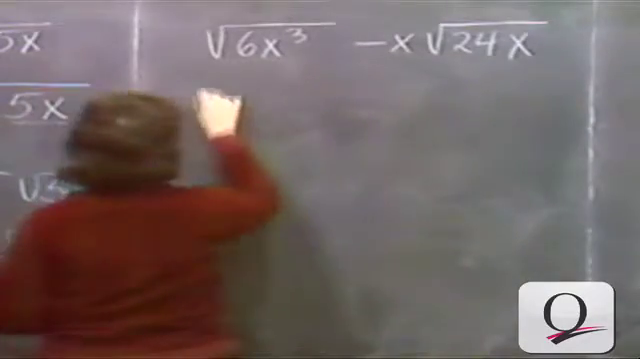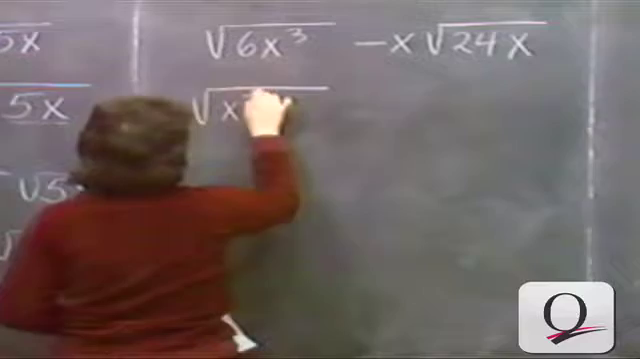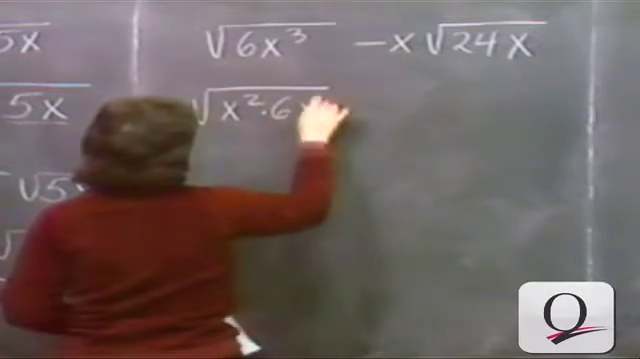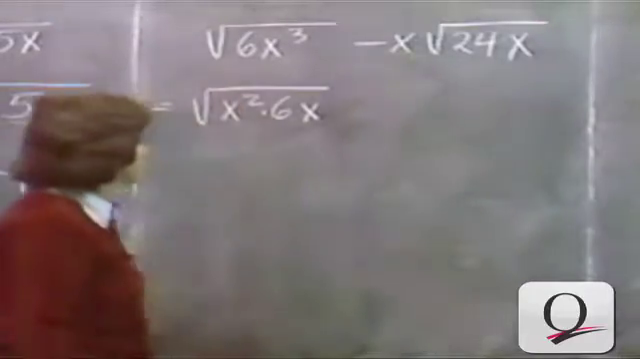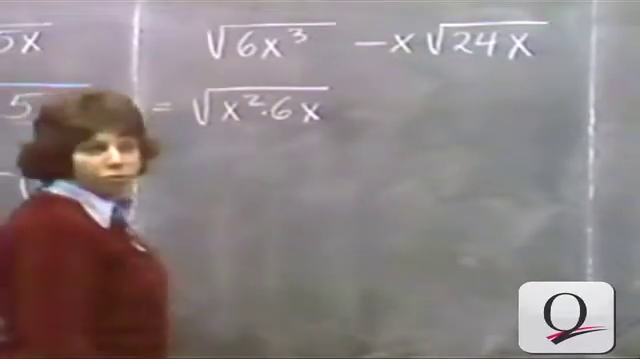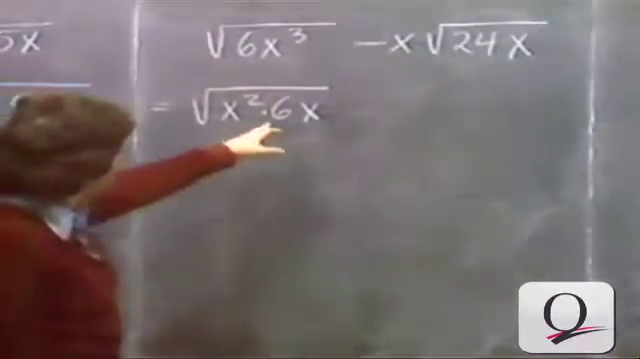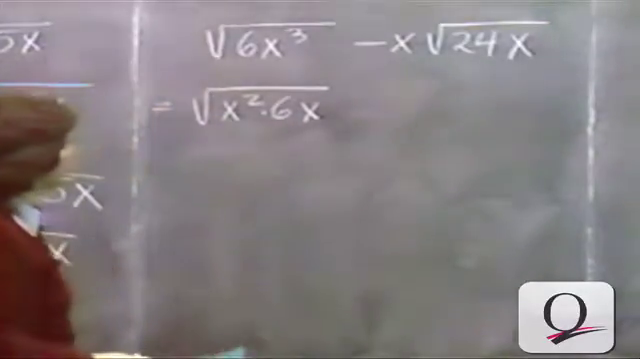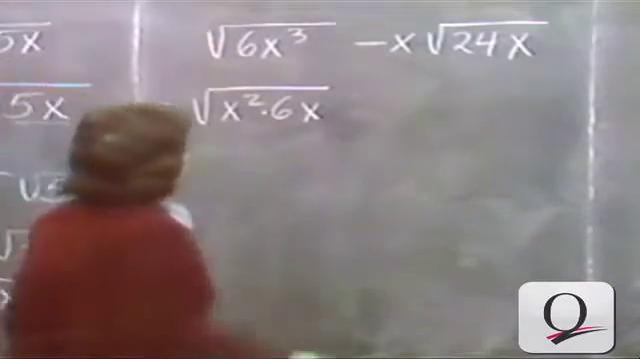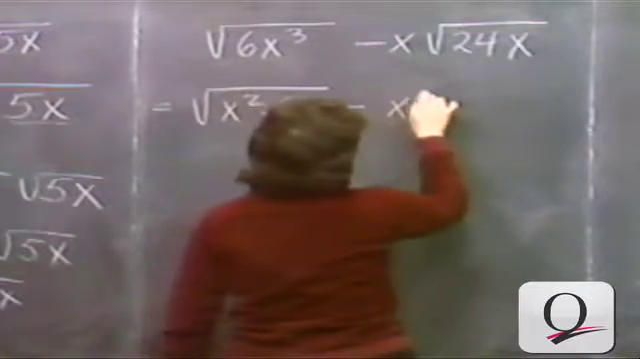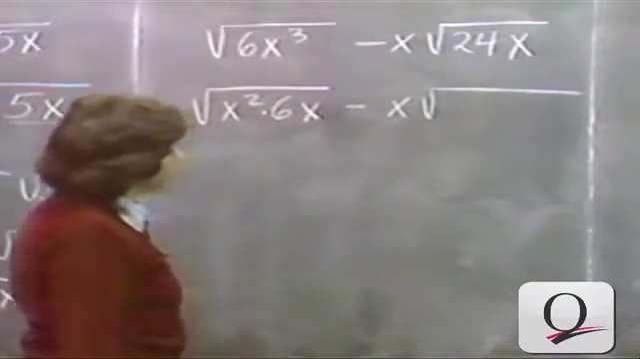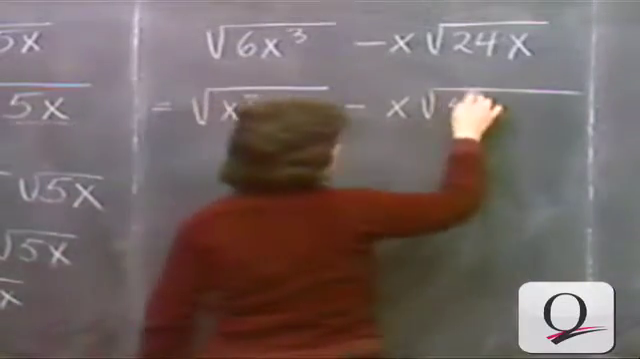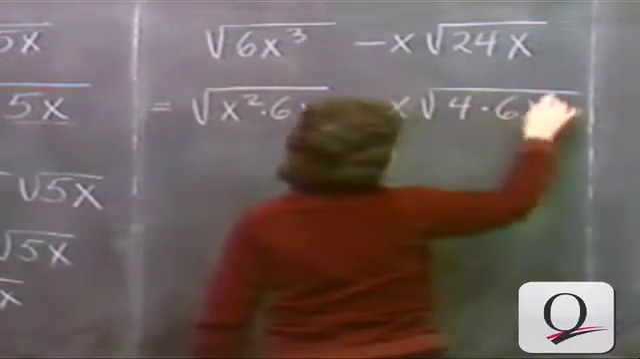The best we can do in this case would be x squared. X squared is the largest perfect square factor of 6x cubed. 6 has no perfect square factors other than 1, and we're not interested in that. X squared is the best we can do on the x part. Minus x times, now for 24x, x we can't do anything with, but for 24 we can pull out at least a 4, giving us 4 times 6x.